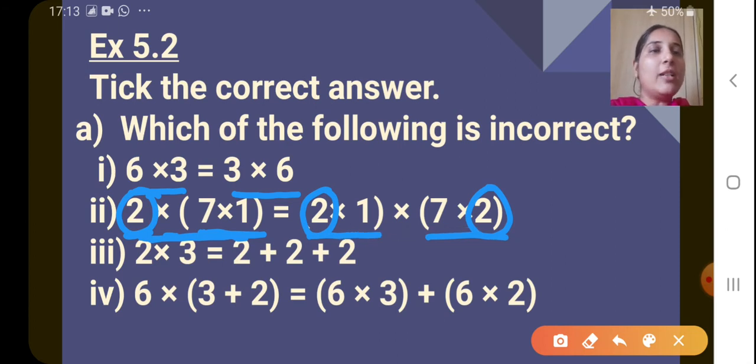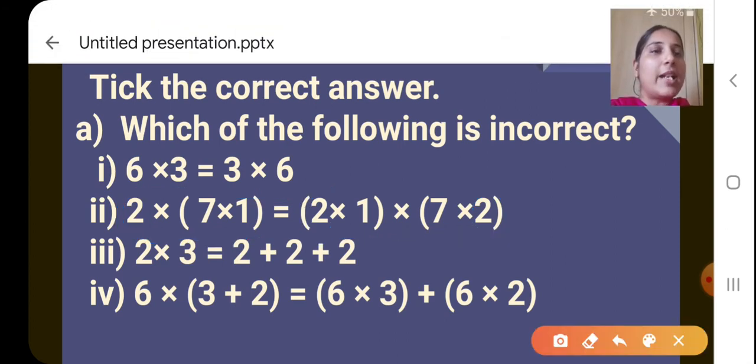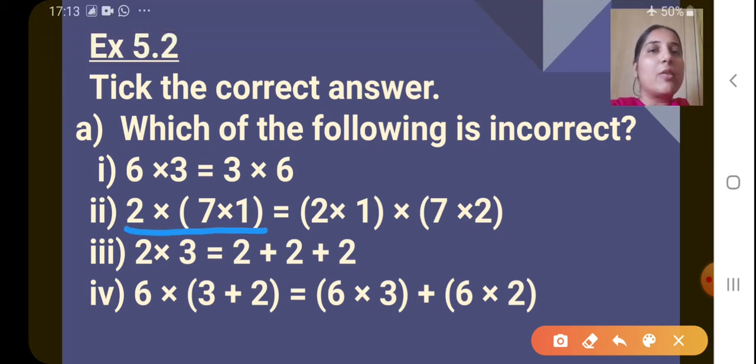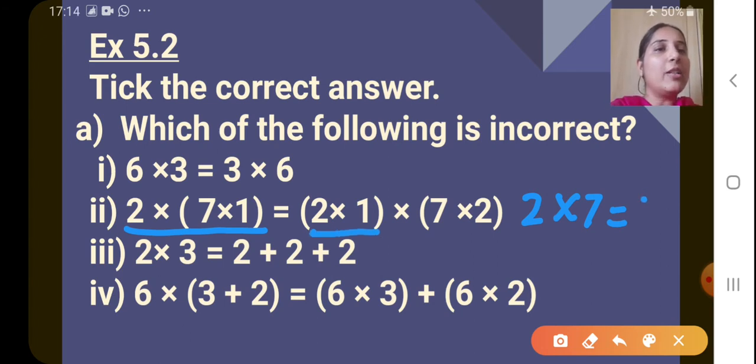So let's solve it. First let's do the left hand side, this one. So 2 multiplied by 7 multiplied by 1. What we will get, children? So first we will multiply here 7 into 1, because that is inside the bracket. So first we will solve that. So 2 multiplied by 7. And on the other side we have 2 multiplied by 1. What we will get? 2 multiplied by 7, 2 7s are 14.